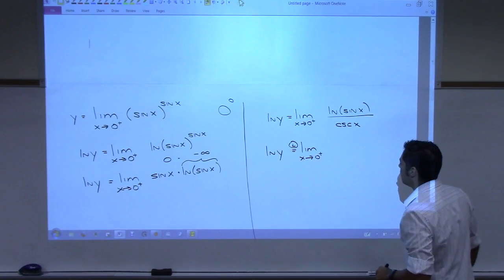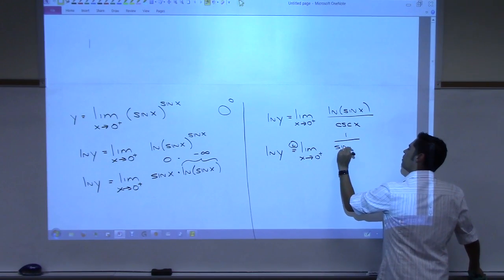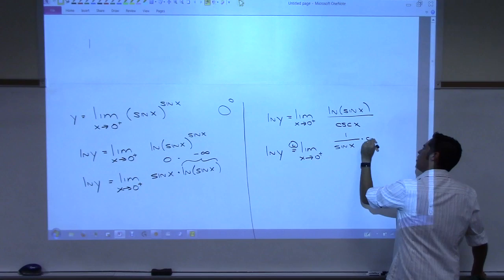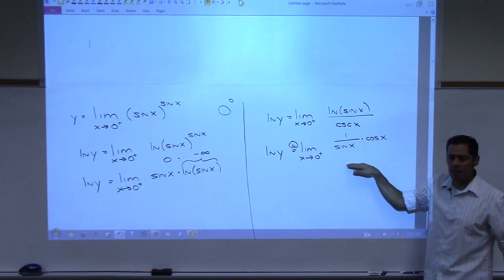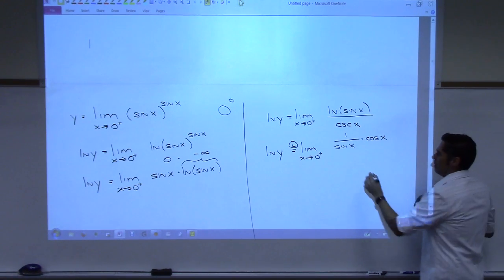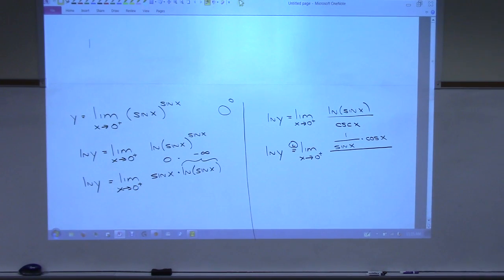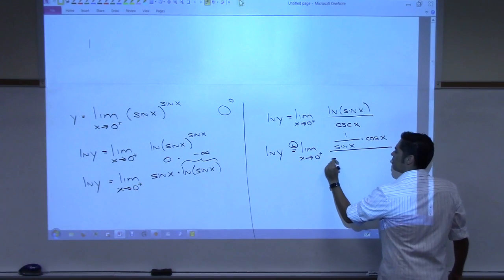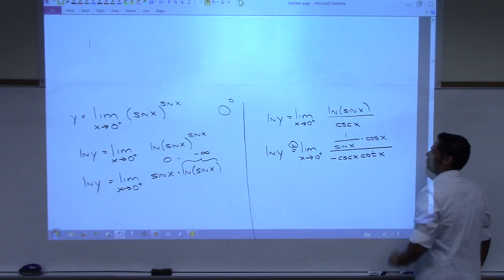All right, derivative of the top: 1 over sine x times cosine x. Chain rule, right? The derivative of natural log of something is 1 over it times the derivative of what's inside, which is cosine. I'm really not happy about this, but let's see what happens. What's the derivative of cosecant x? Minus cosecant x cotangent x.